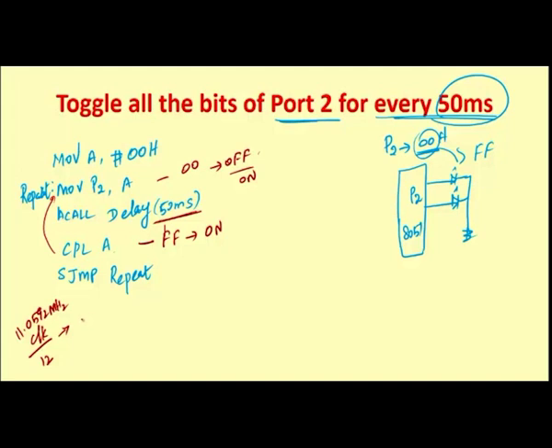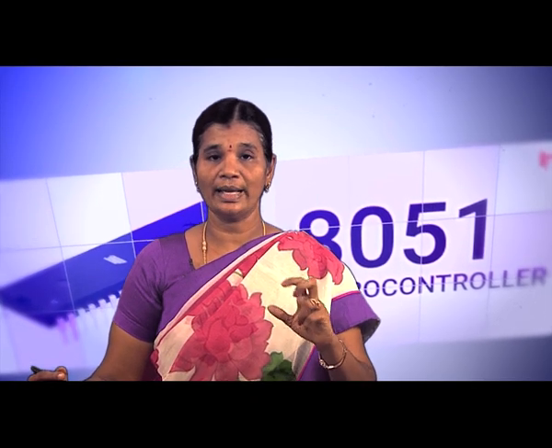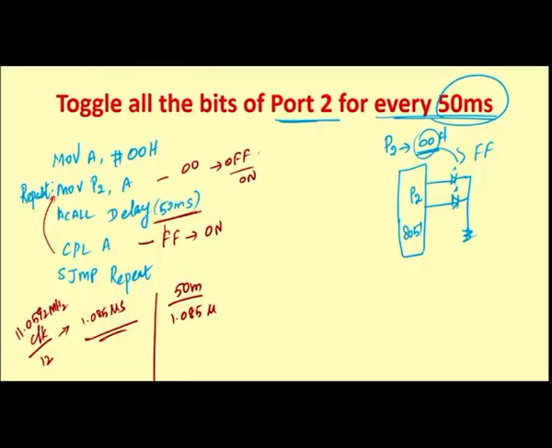By using this frequency you can calculate the time, which comes to 1.085 microseconds. So directly you can calculate your required time delay: 50 milliseconds divided by 1.085 microseconds. In the previous sessions we clearly specified how to calculate the delay. So you take your required time divided by 1.085 microseconds, and after dividing you get the value 46,082.